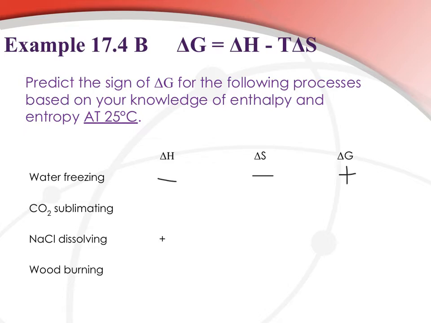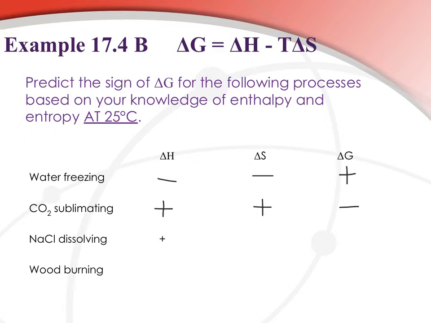Carbon dioxide subliming. That's an endothermic process. Energy has to go in to turn it into a gas and break the intermolecular forces. It is also a very entropic process. You get a lot of gas generated. And at 25 degrees, this does happen, so delta G must be negative.